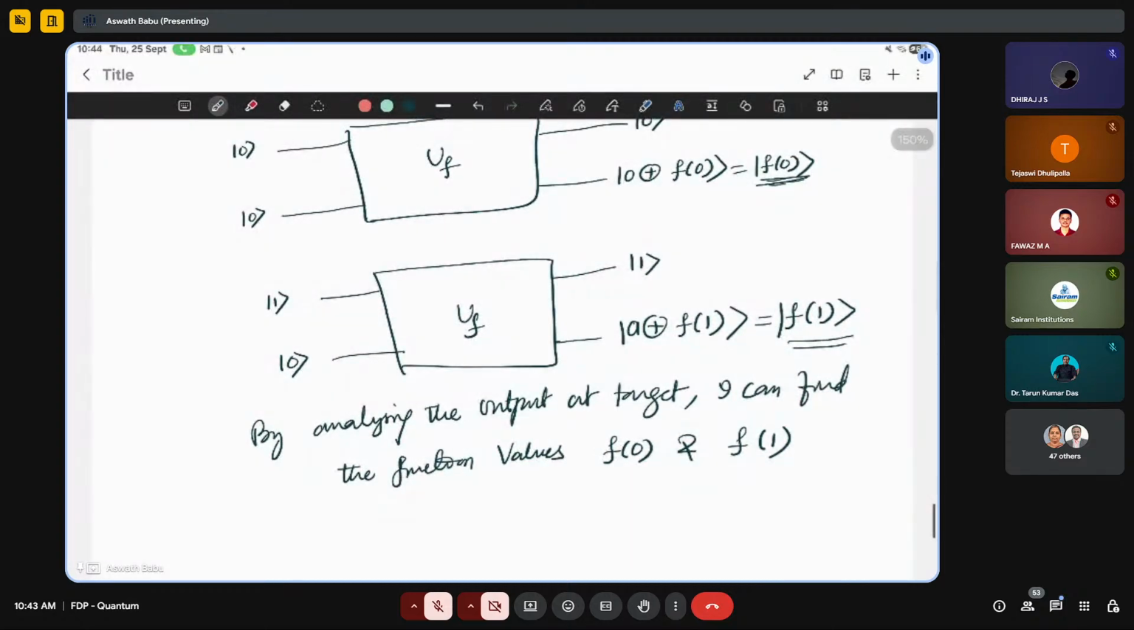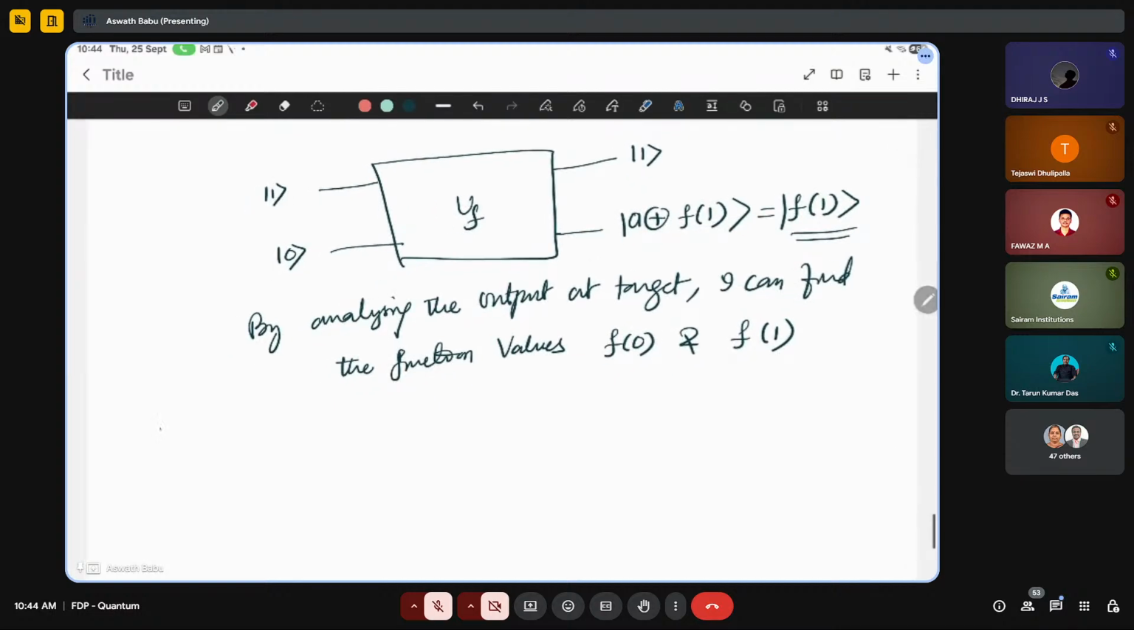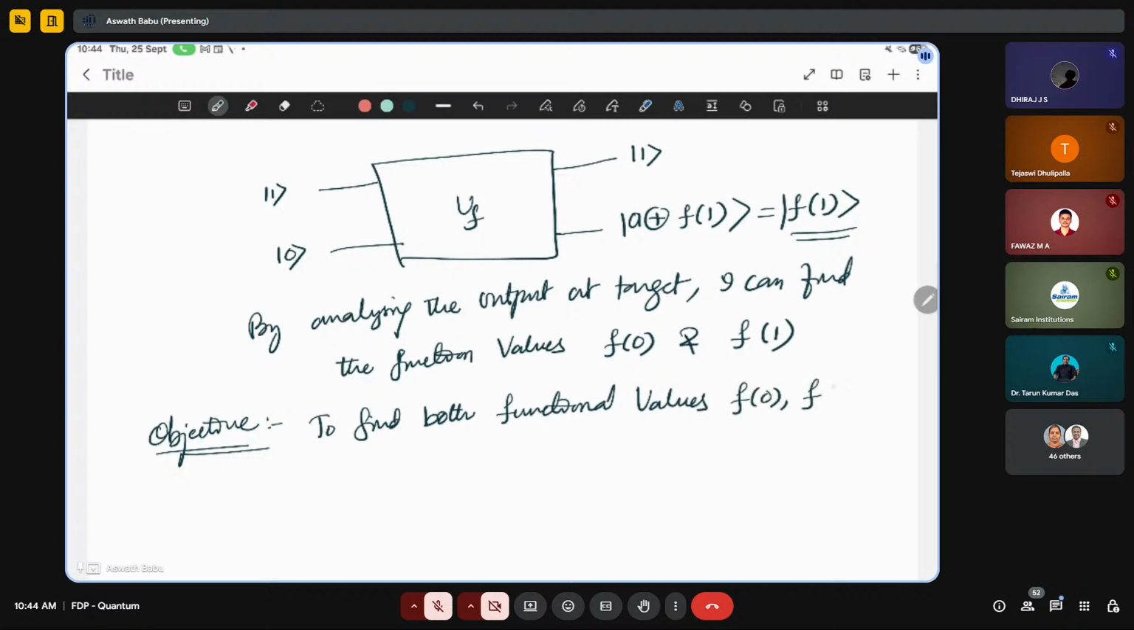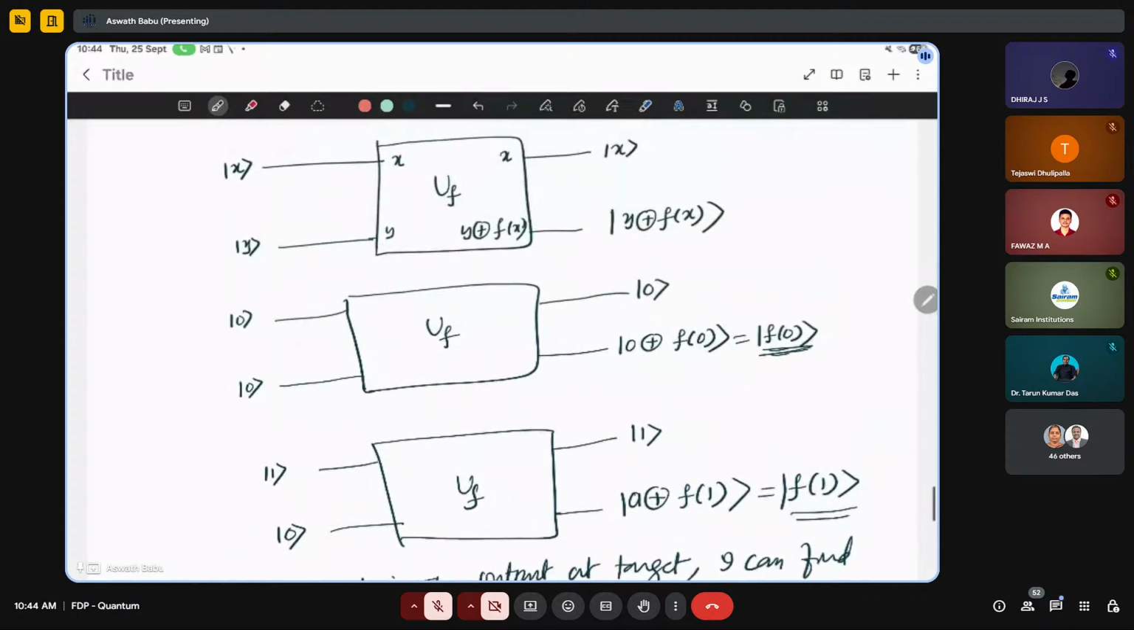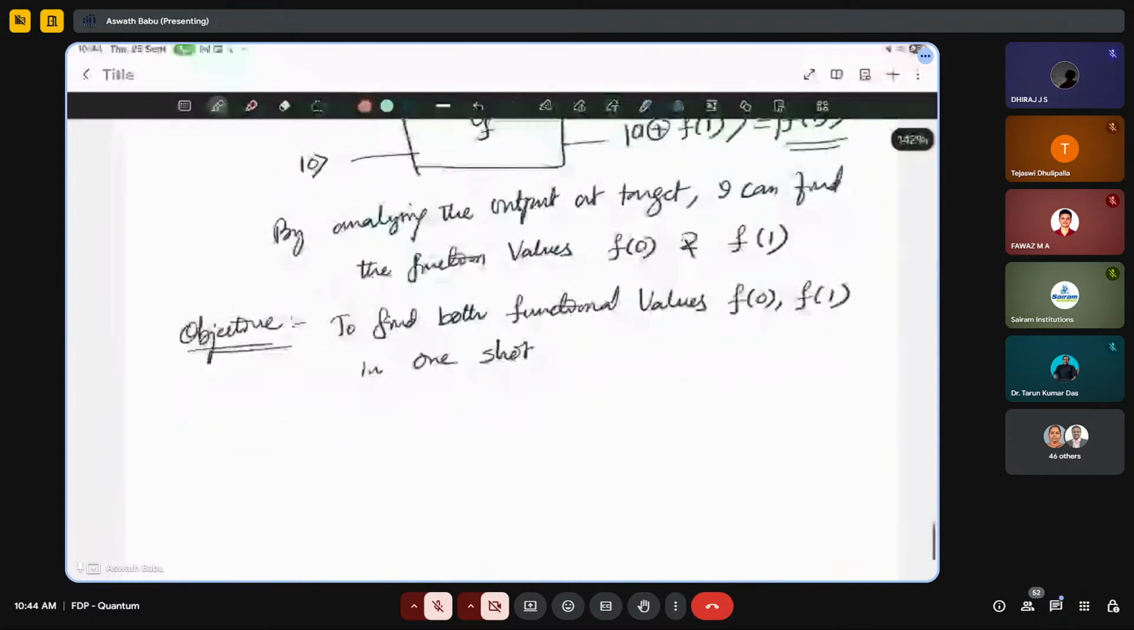I want to know both the functional values in one shot. Okay, right? I would say now the objective is to find both functional values, that is f of 0 and f of 1, in one shot. That was the objective. Here I am just finding only individual values, f of 0 and f of 1. Is there a possibility? Answer is yes.